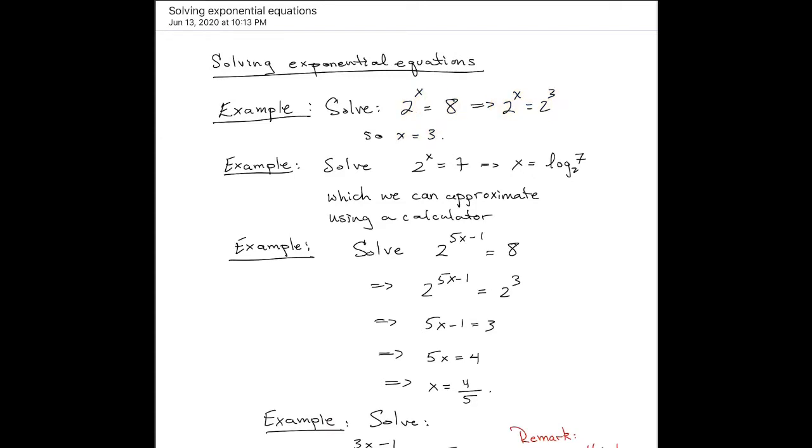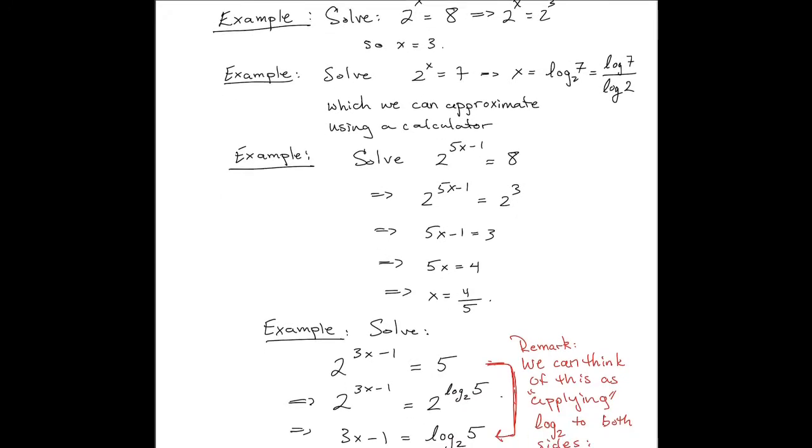Okay, now let's solve 2 to the x equals 7. Well, x is just simply log base 2 of 7, which we can approximate on a calculator by using the change of base formula. Let me write that down. If we wanted to use a calculator, we could do log of 7 over log of 2. By log, I mean the log button on your calculator. So that's log base 10. You could also use a natural log.